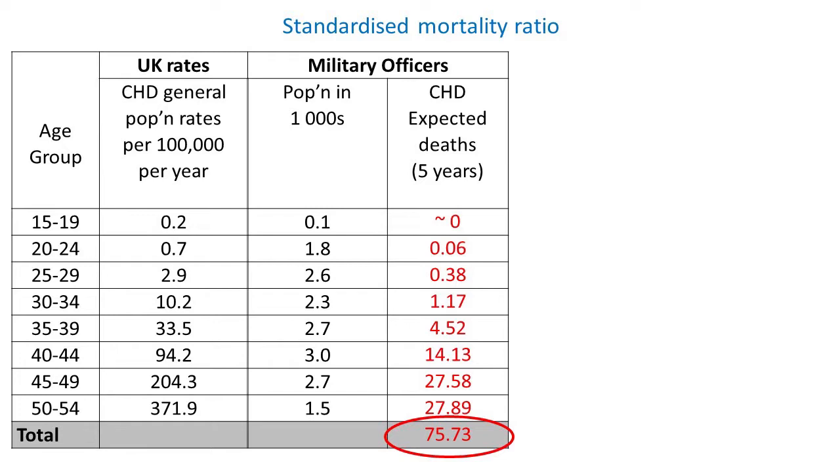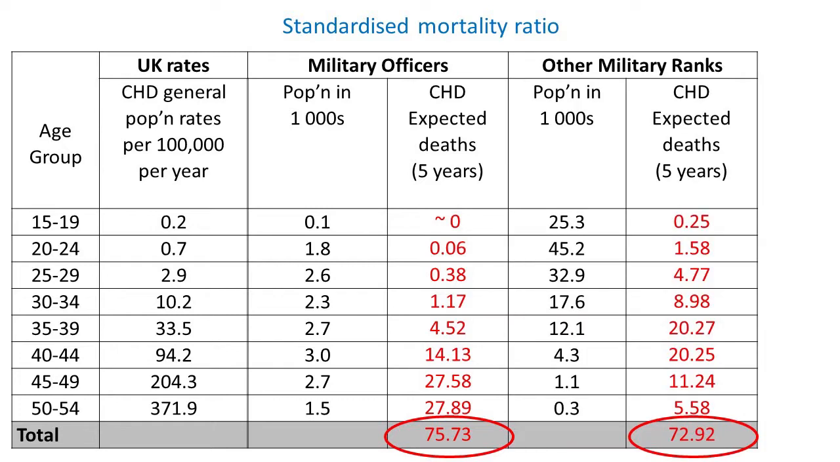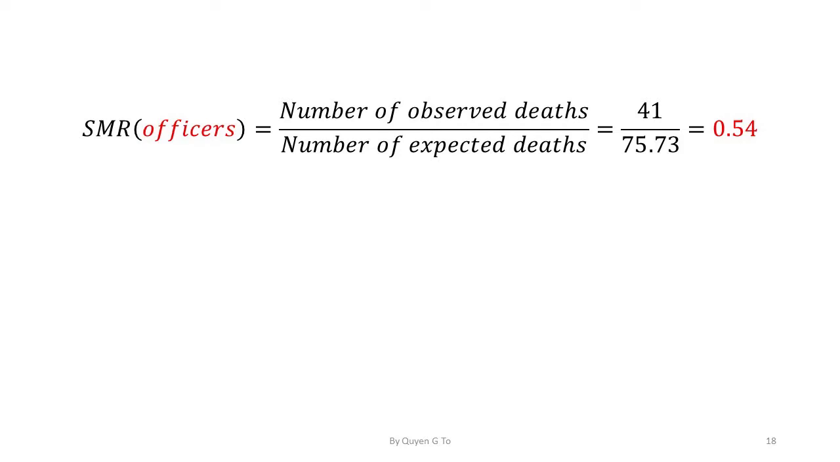We have the total number of expected deaths is 75.73 per 5 years. Do the same for other ranks, we have the total number of expected deaths is 72.92. Now, using the previous formula, we can calculate standardized mortality ratio for military officers and other ranks.